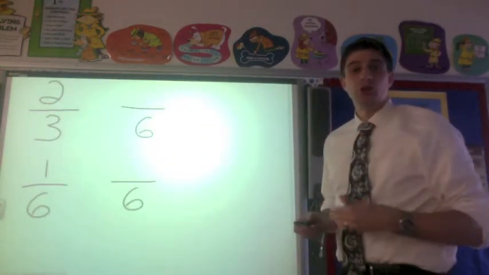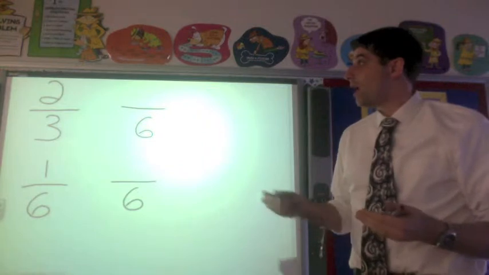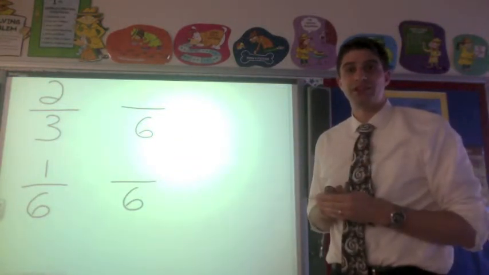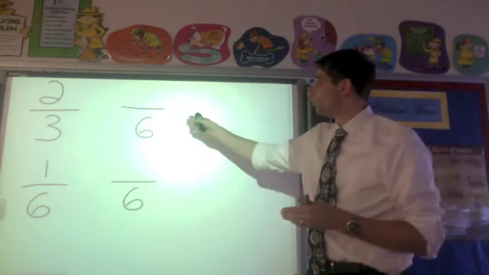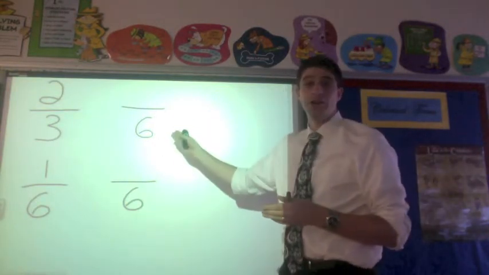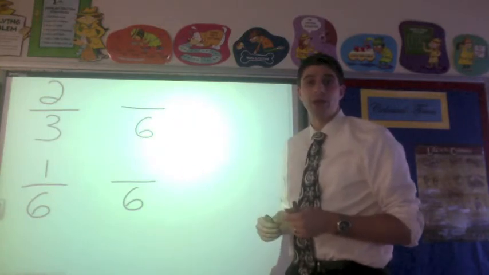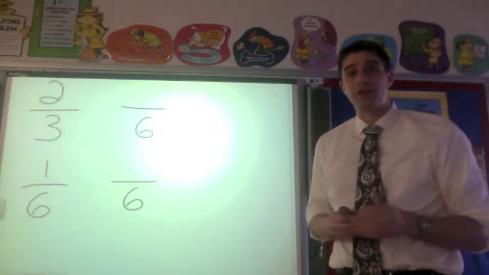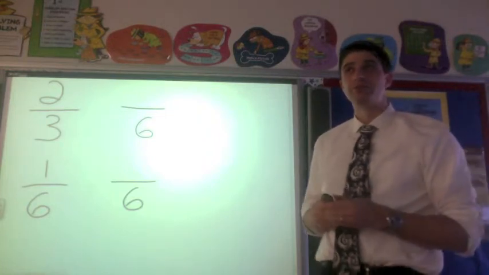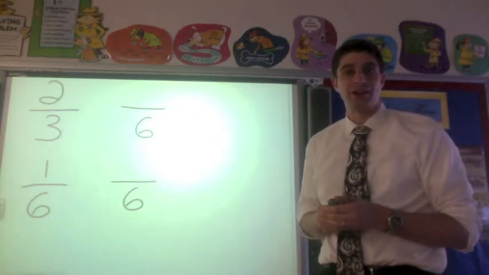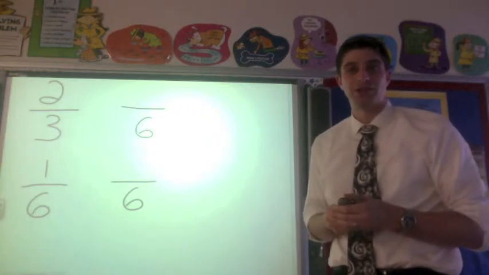So now, just like before with addition, I rewrite my original fractions, 2/3 and 1/6, and I'm going to rewrite my new fractions. 6 is my denominator. I have to find my numerator. I'll give you a couple seconds, and why don't you see at home if you can figure out what the numerator is. Are you getting there? I hope so.